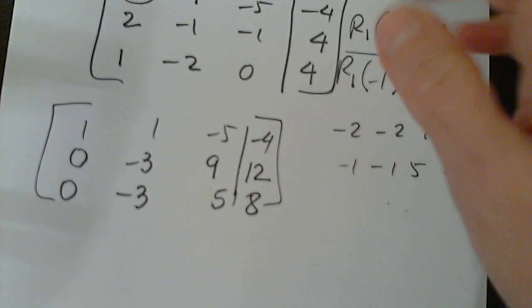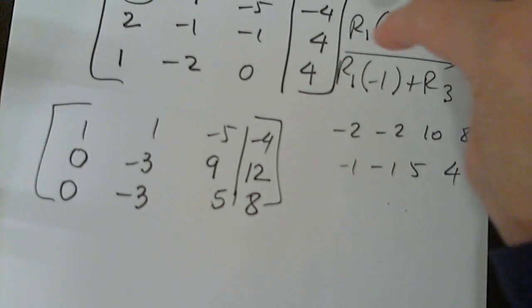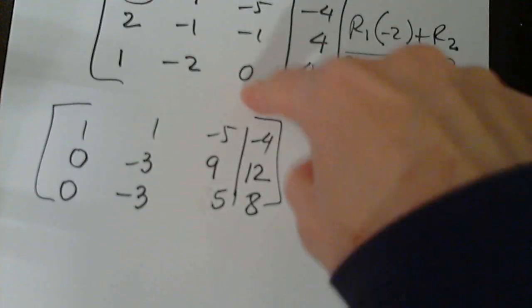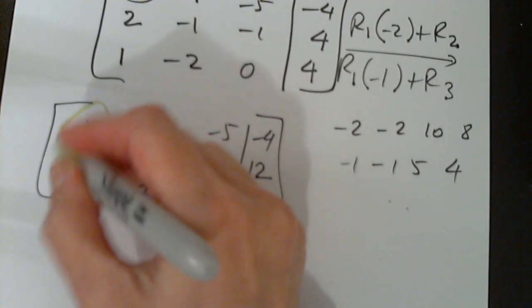Negative 5 times negative 1 is 5. 5 plus 0 is still 5. Okay. And 8. So we accomplished a lot, meaning this is done.